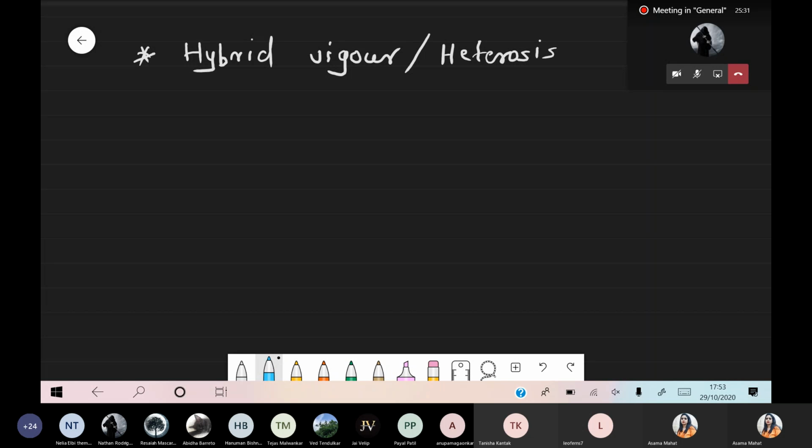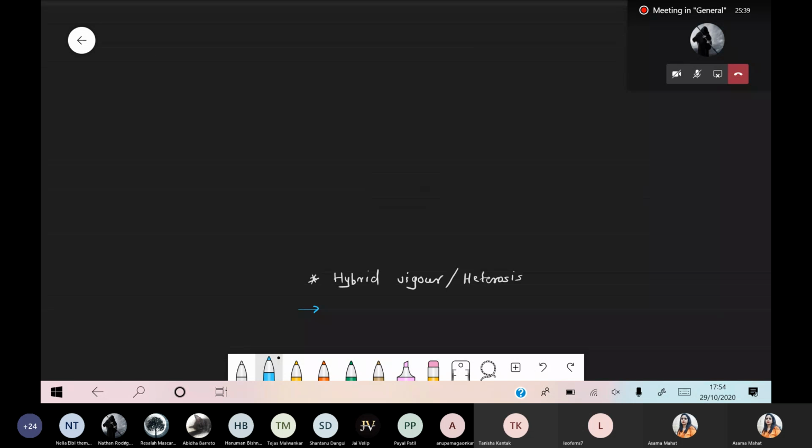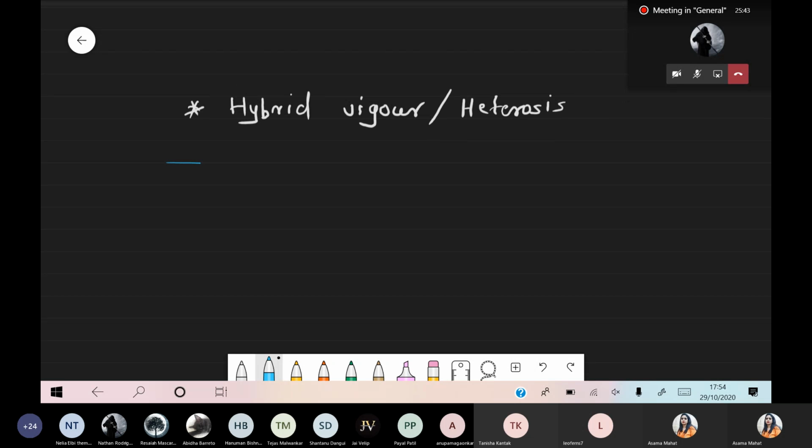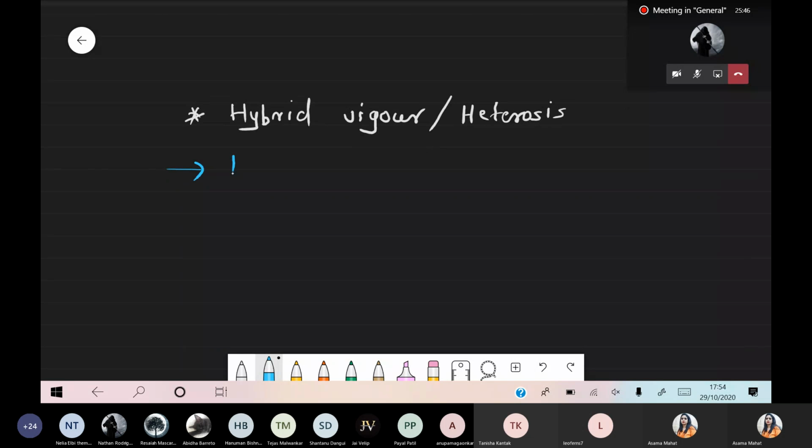So we are talking about some information. What is the meaning of hybrid vigor? Hybrid vigor is about any homozygous recessive allele. We are talking about an allele, okay? It means an alternative form of a gene. That is recessive homozygous. You know very well what is the meaning of homozygous. So a recessive homozygous allele is present.